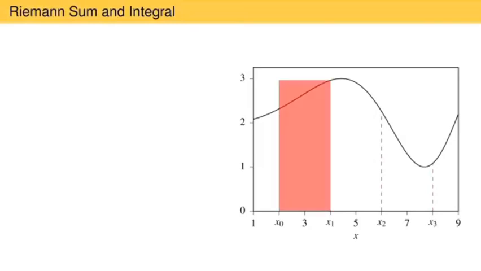Now let's place a rectangle between x0 and x1 such that the upper right corner of the rectangle touches the curve at x1. The area of this rectangle is its height, which is the value of the function at x1, times its width, which is x1 minus x0.